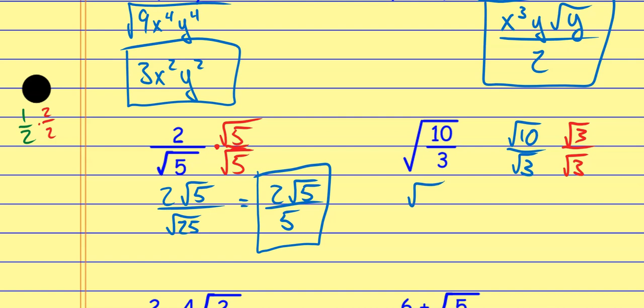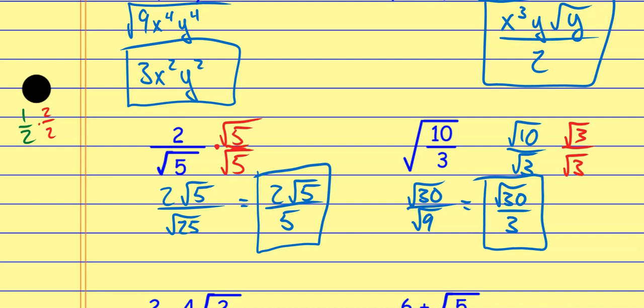And so what I end up with here is the square root of 30 over the square root of 9, which is the square root of 30 over 3. And once again, I cannot divide the 30 and the 3 because one of them is inside a radical and one is outside a radical, okay? We have to keep those things separated, okay? And that's it. The denominator is rationalized.